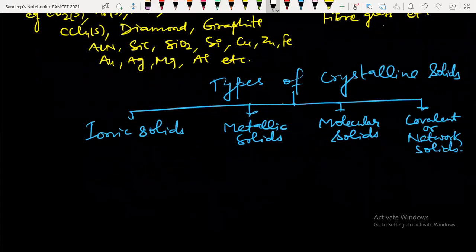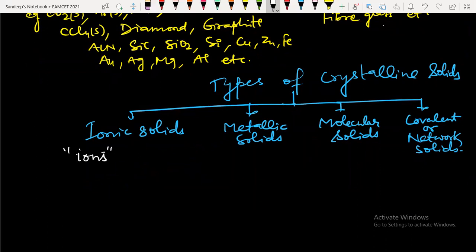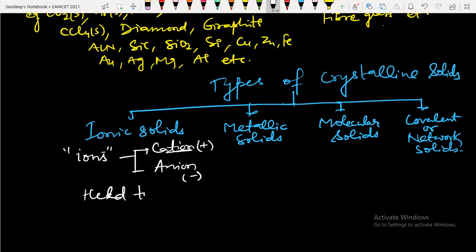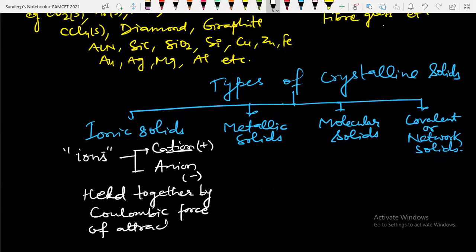In ionic solid, the constituent particles are ions. Ions are of two different types. One is called the cation, another is called the anion. Cations have positive charge, anions have negative charge. They are held together by Coulombic force of attraction.